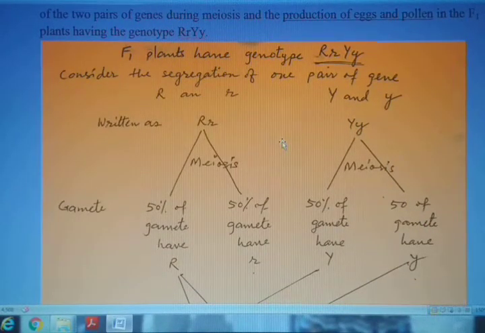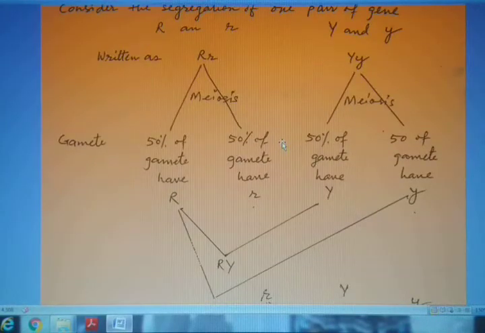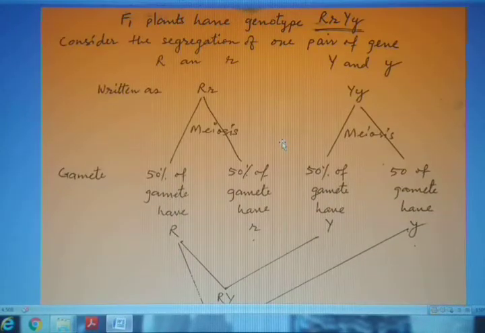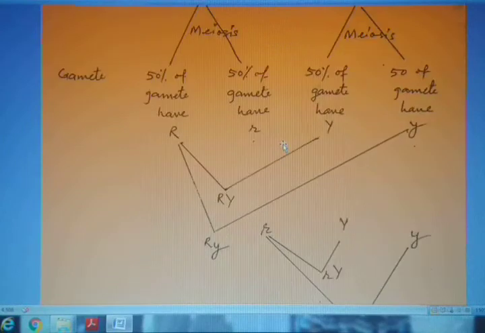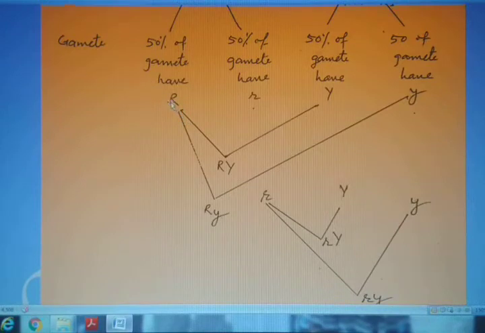Now what will happen if both of these pairs of genes segregate into the gametes? On segregation, let us consider the left side, capital R and small r. They are segregating separately here. As a result, 50% of the gametes will have capital R.